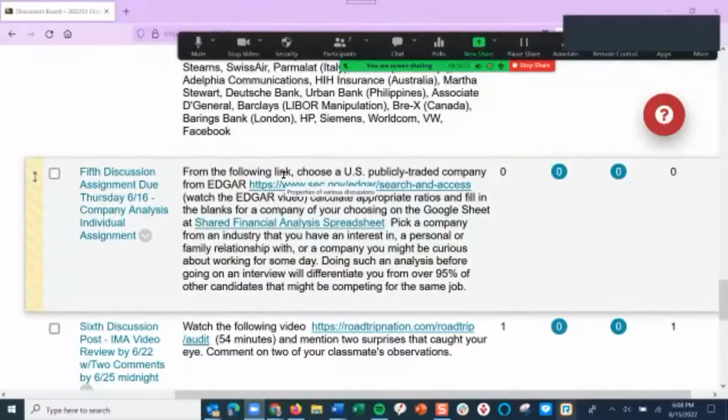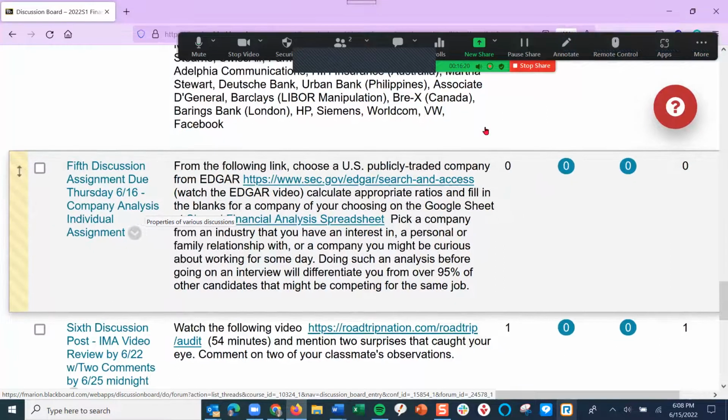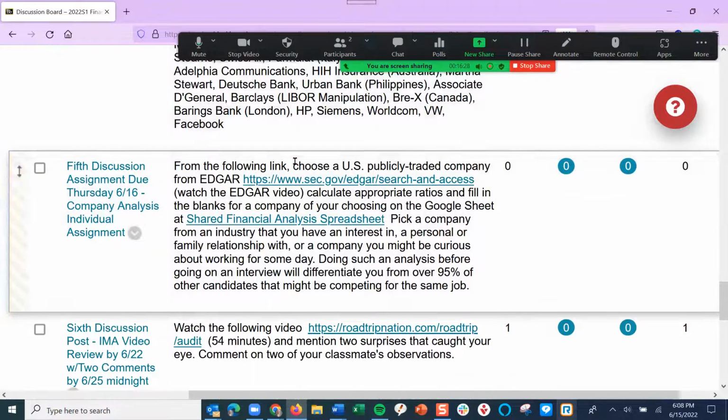I'm going to share the screen, and we're going to take a run over to the actual discussion post requirements that is posted right now on Blackboard. As you can see, discussion 5, and today is June 15th. Tomorrow will be June 16th. Discussion 5 asks that you do some financial analysis.